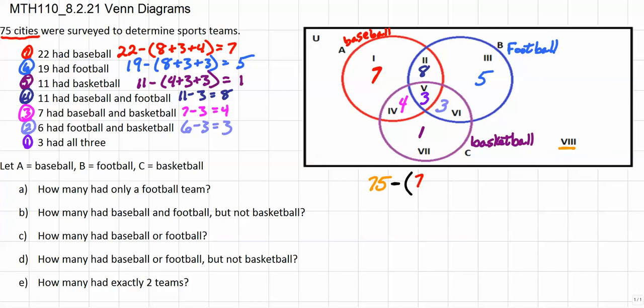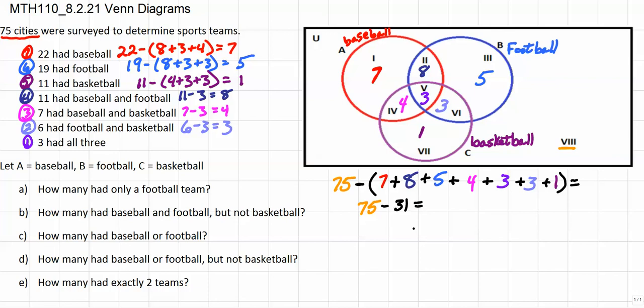We have 7, and we're going to add all of these together. And then we have 8, and we're going to add 5, and so on. And we arrive at 75 cities minus a total of 31 cities that we have accounted for baseball, football, and basketball teams in, and the remainder is going to be 44 cities that do not have either a baseball, a football, or a basketball team.